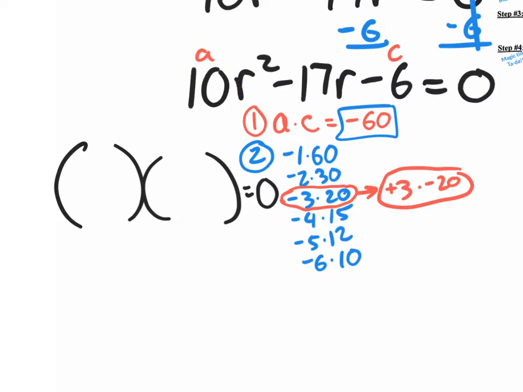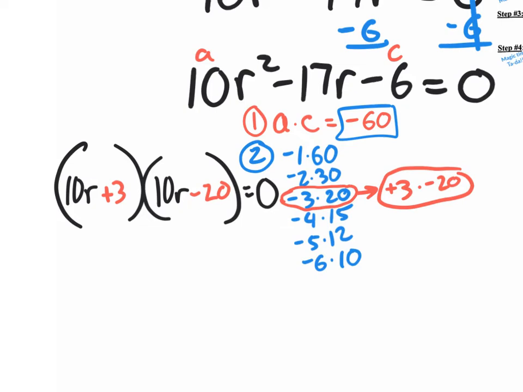10R and 10R, right? Instead of AX, we're going to put 10R on both. Now what do we do with these blank spots here? Plus 3. That's right. The plus 3 and the minus 20 go right in there. Now this is incorrect factoring, right? 10R times 10R is not 10R squared. It's 100R squared. This is wrong.